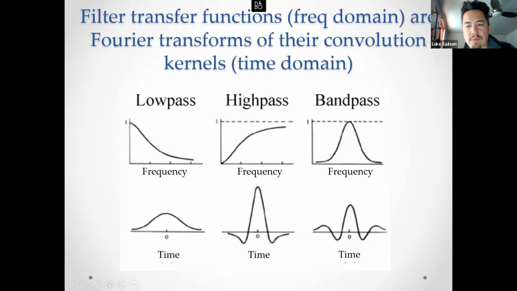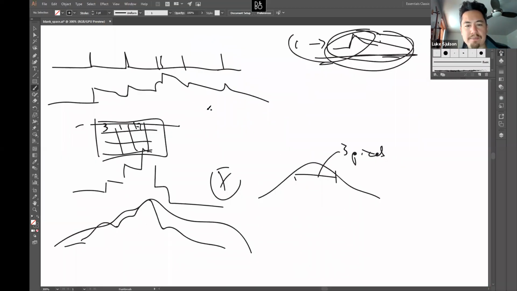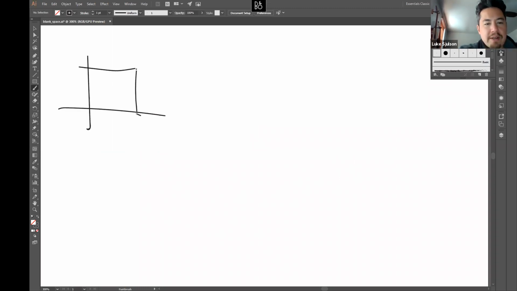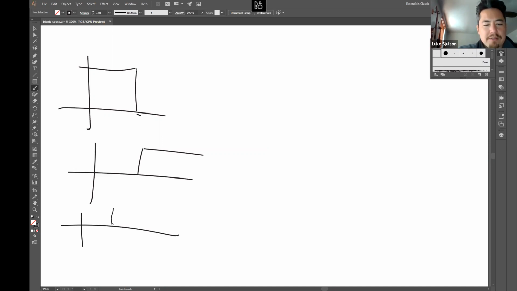So band pass lets one frequency band through, and low pass only lets low ones through. In a perfect world, a perfect low pass filter would look something like this, with some frequency that's a cutoff. A perfect high pass filter would look like that, and a perfect band pass filter would just be like that. But in practice, really crappy filters look like that, and higher order filters look more like that. It's never a perfect thing.